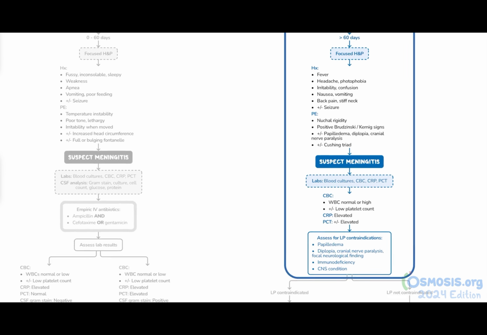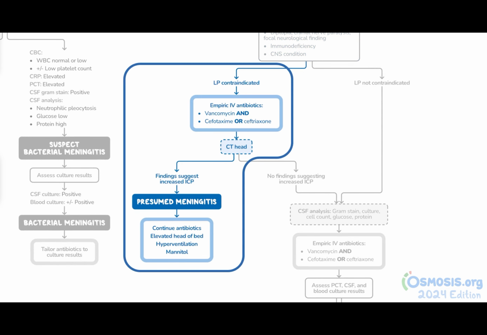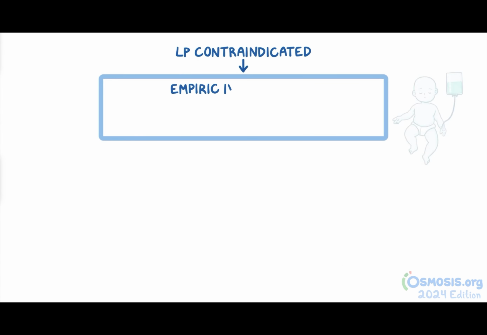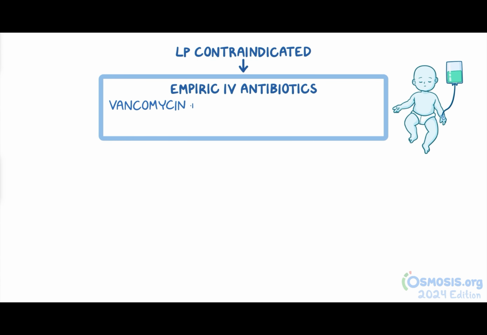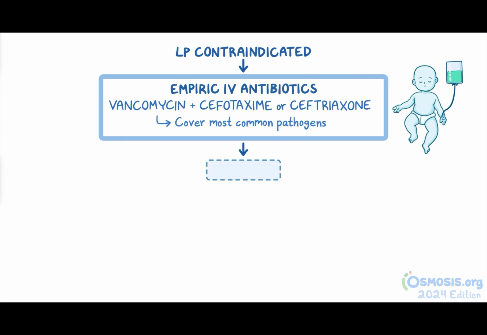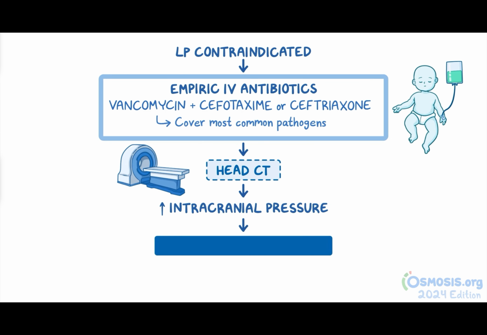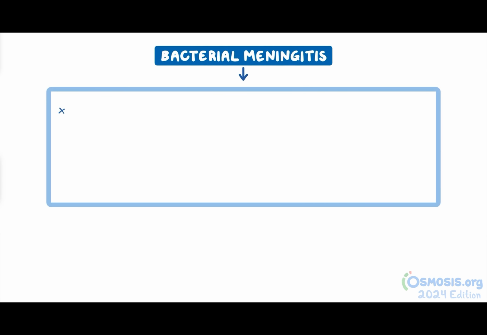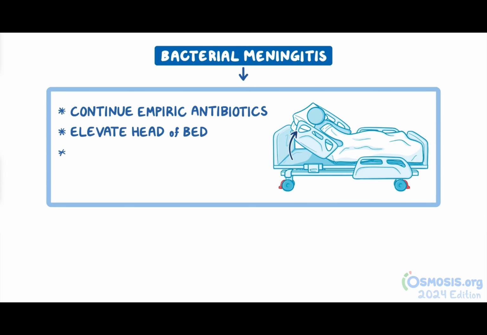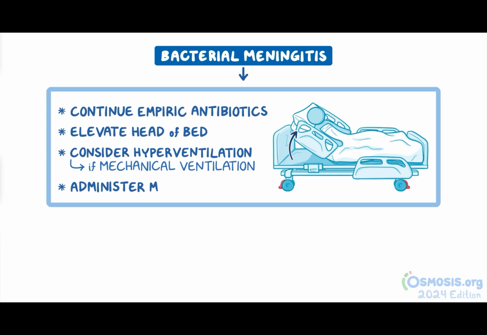Let's see what you should do if a lumbar puncture or LP is contraindicated. Start empiric IV antibiotics, usually vancomycin plus cefotaxime or ceftriaxone, to cover the most common pathogens. Then order a head CT, and if findings suggest increased intracranial pressure, you can make a presumptive diagnosis of bacterial meningitis. In that case, you should continue empiric antibiotics. In addition, to reduce intracranial pressure, elevate the head of your patient's bed, consider hyperventilation if your patient is receiving mechanical ventilation, and administer mannitol.